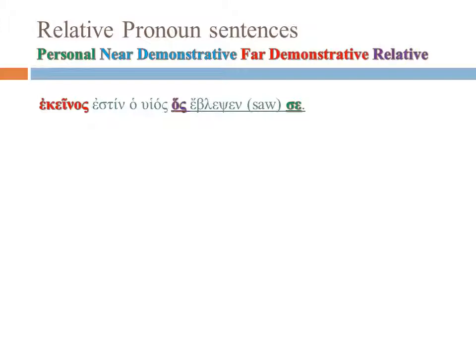So, we want to see, by looking at this, which one is the main clause and which one is the relative one. And I've underlined the relative one. So the main sentence is, that is the son. And then we have a relative pronoun, relative clause, who saw you. So we look at this relative pronoun and we want to find out what it is. It is nominative, and that tells us how it's functioning in the clause. It's the subject of the clause. And then we look and say it's also masculine singular.